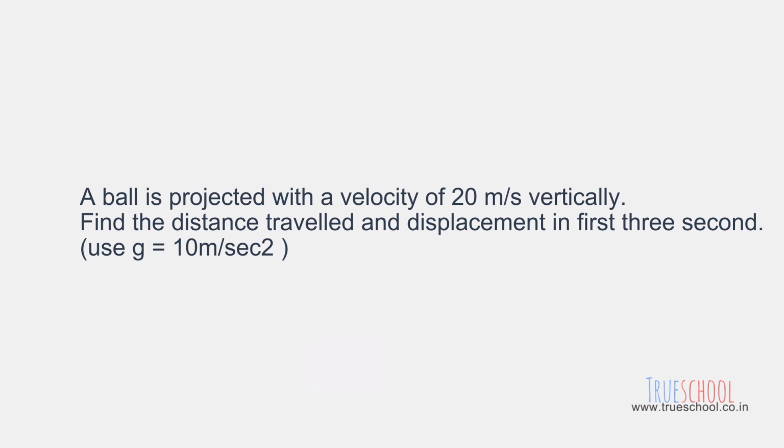A ball is projected with a velocity of 20 meters per second vertically upwards. Find the distance travelled and the displacement in the first 3 seconds. Use g equal to 10 meters per second square.